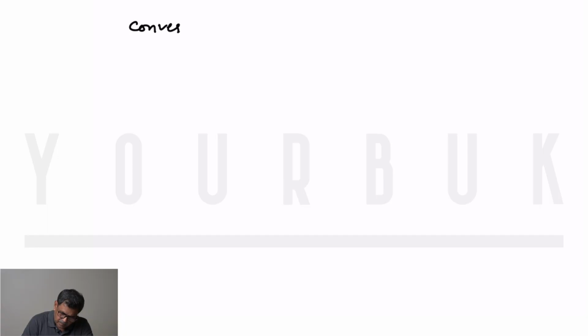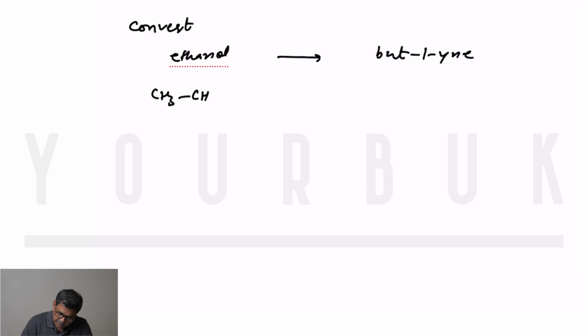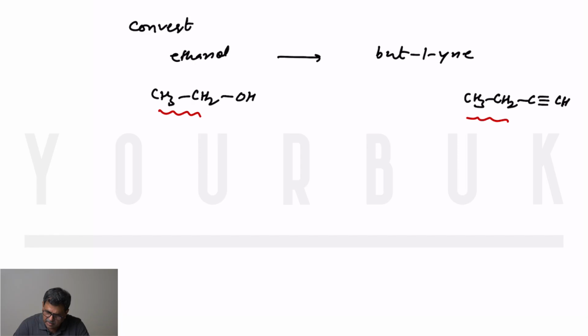So I have now two examples. One is how do you convert ethanol into but-1-yne. First of all, write the structure of these two compounds. This is my ethanol, and this is but-1-yne. If you compare the structures, the ethyl group is already present. So my aim is to replace the OH by this. But I can't replace OH directly by C triple bond CH. I have to convert the alcohol into a halide first.